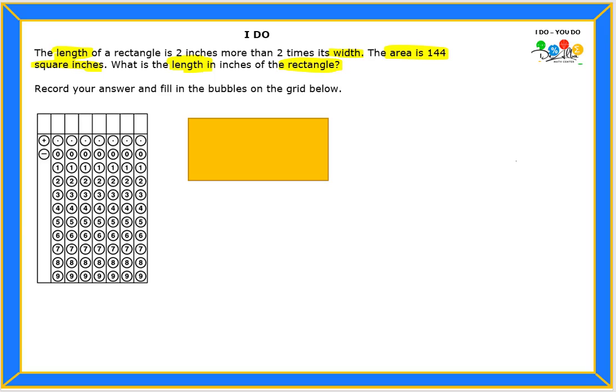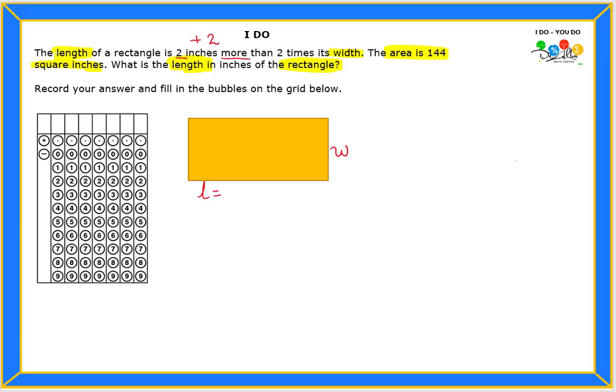Now, what they're comparing is the length and the width. This is my length, and this is my width. Is that right? Okay, and the comparison that they're doing is that the length of the rectangle is 2 inches more. Now think about what it means when you say more. It means that I am going to add 2 to something, but I know that I need to add 2. Is that right? Okay, and then it goes on.